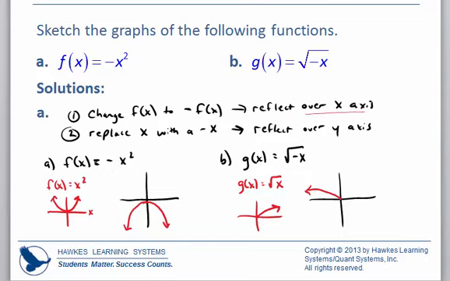So in this first section, you want to consider the vertical shifts, the horizontal shifts, and then reflecting by putting a negative into your function.